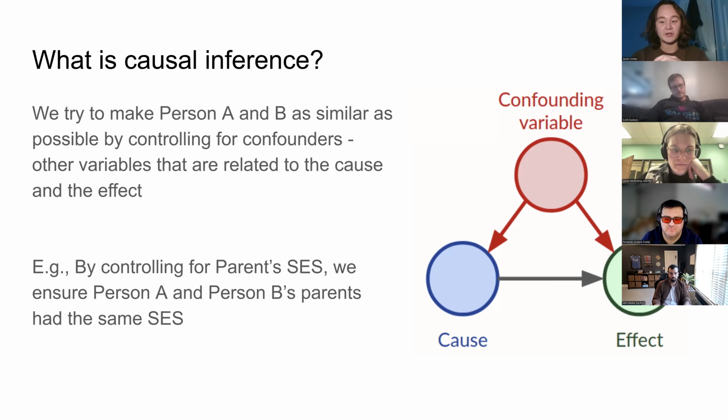We might find person B who didn't go to college and compare their salary to person A's. But for this to be valid, we need person A and person B to be as similar as possible in every other way that might affect their salary. This is where confounders come in. These are variables that relate to both our cause and our outcome. Take parents' SES, for socioeconomic status, for example. Parents' SES affects both the likelihood of going to college and future earning potential. So when you compare person A and person B, we want to make sure their parents had similar SES levels. By controlling for these confounding variables, we can get closer to estimating the true causal effect of education on salary.